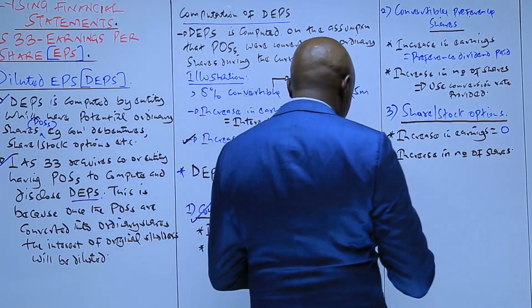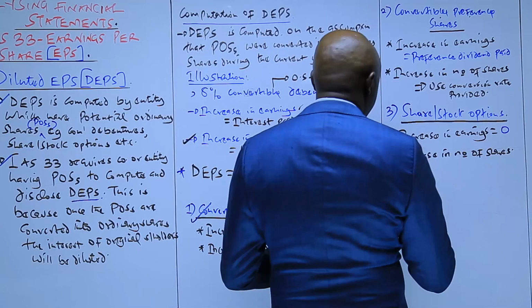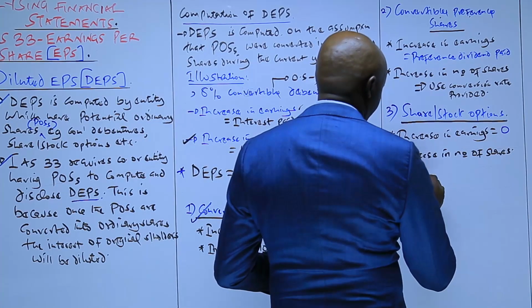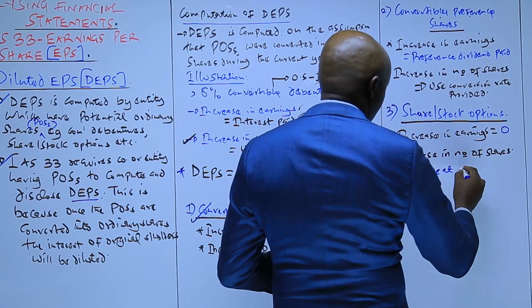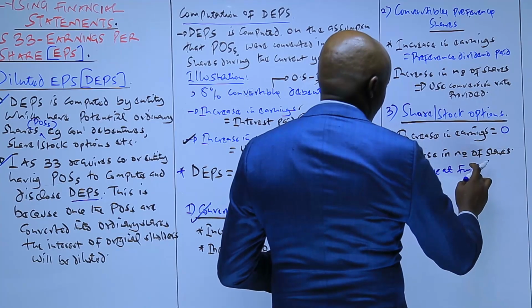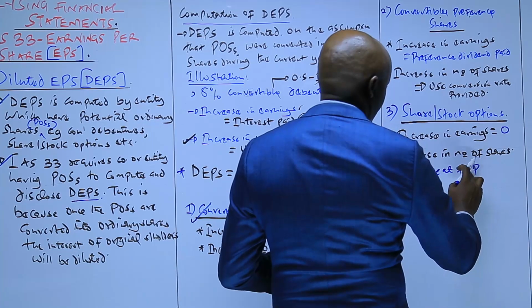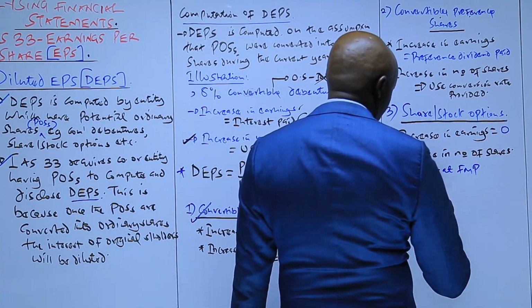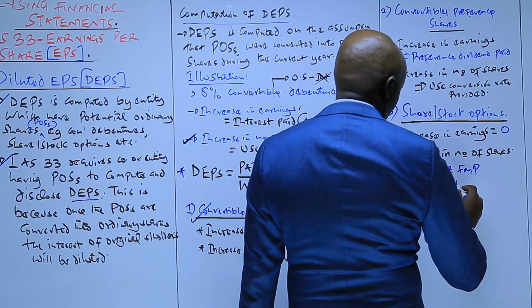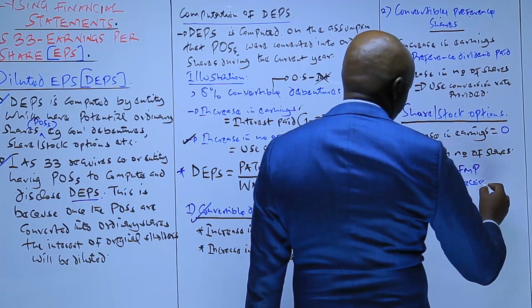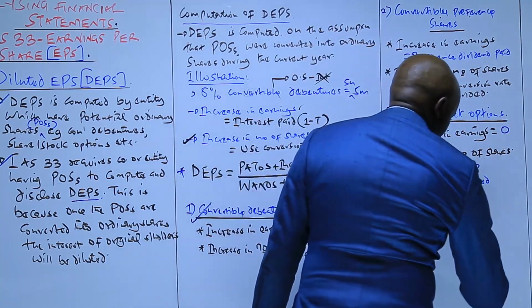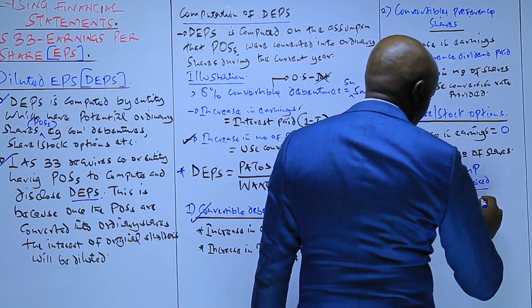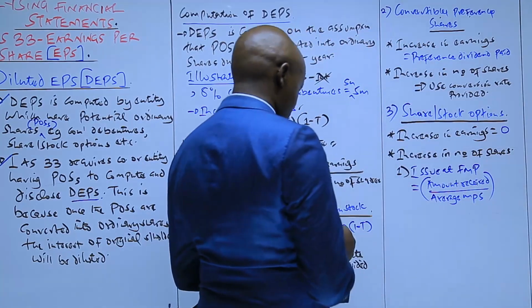So what we do here is, number 1, we determine the shares which would have been issued to the employees at full market price, assuming they exercise the stock option during the current year. In terms of how we determine these shares issued at full market price, first of all, we compute the amount which would have been received by the company from the employees, and then divide that by the average MPS, average market price per share.